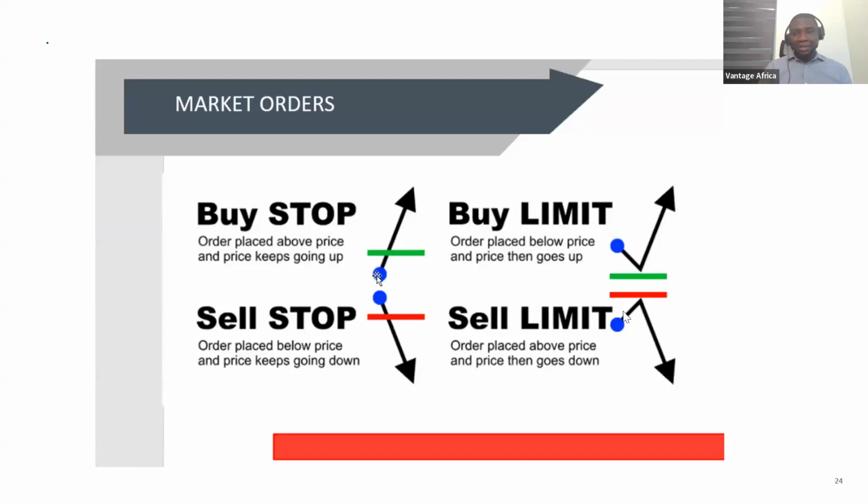You are anticipating a sell. That's why you're placing the sell trade. But this time, you are looking to place your pending order somewhere higher than current market price, not lower, like in sell limit, like in sell stop. For sell stop, you are looking to place your pending order somewhere lower than current market price. But for sell limit, you're placing it somewhere higher than current market price.